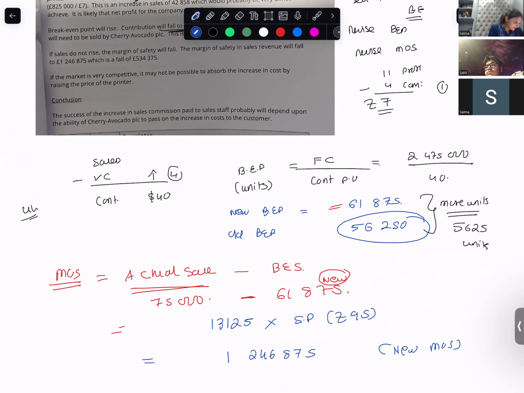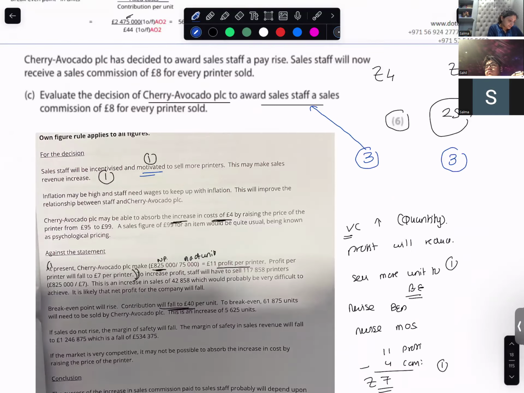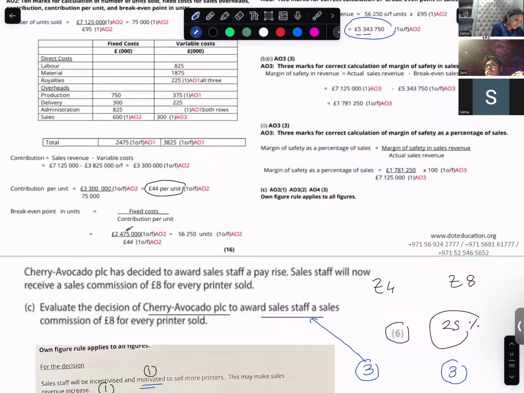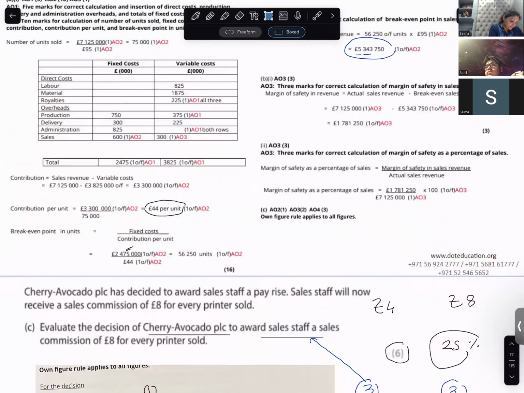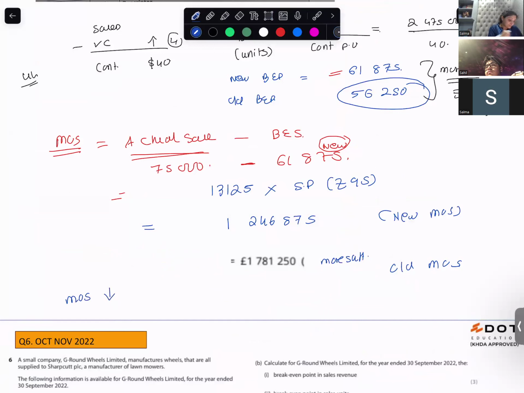Which is very low. What is your old margin of safety? It was 1,781,250. This is your old margin of safety. So first you were more safe. Now it's not safe at all. So margin of safety will also fall.